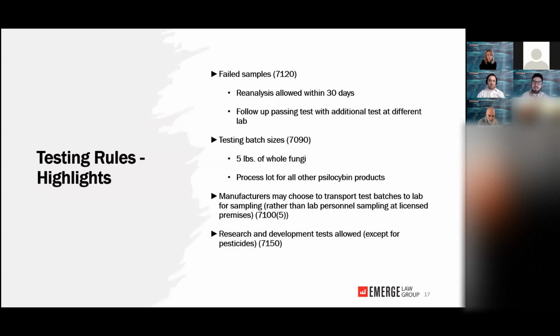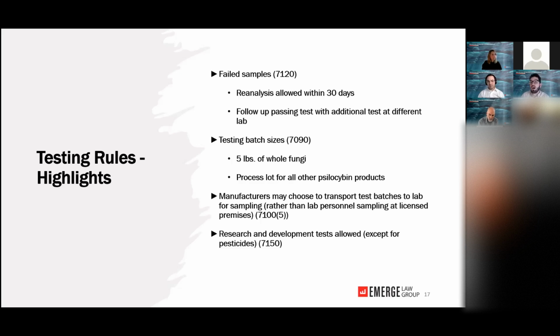In terms of testing batch sizes for whole fungi, it would be 5 pounds maximum per batch. And then for other processed products, it would be the entire processed lot of those products. So, you know, the entire lot of an edible that's made at the same time under the same SOPs, using the same methods, etc.